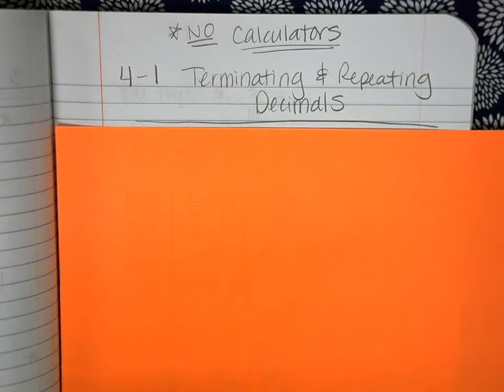So this chapter is dealing with rational numbers, and rational numbers are things like fractions and decimals. A rational number, basically the definition is any number that can be written as a fraction. Okay? Think ratio is a fraction, rational, ratio. So today we're just going to do section 1 of chapter 4, which is terminating and repeating decimals.